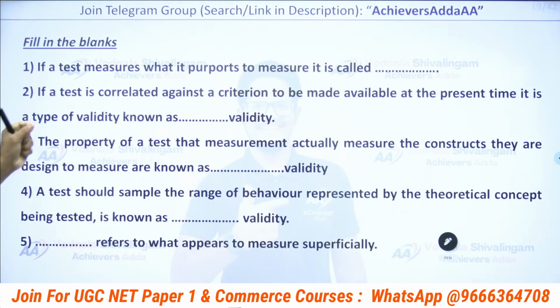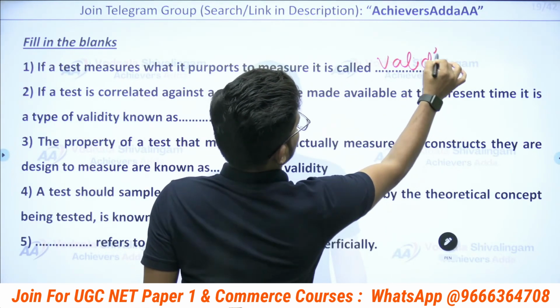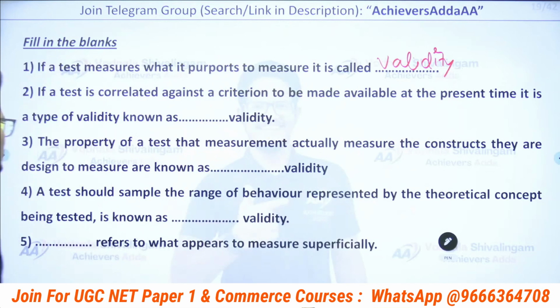If a test measures what it purports to measure, if a test is correlated against a criterion made available at the present time, it is a type of validity known as dash. The property of a test that measurements actually measure the constructs they were designed to measure is known as. First one is validity, as per you. What is the second one?